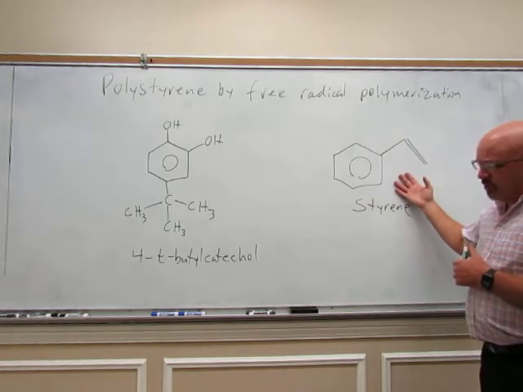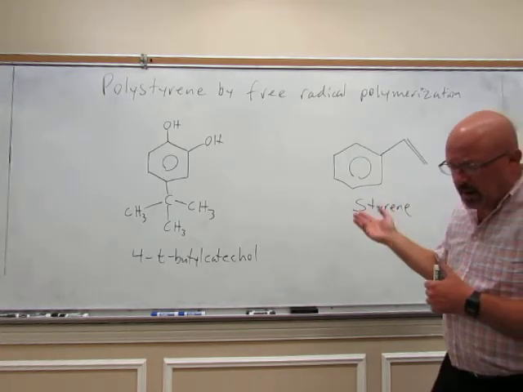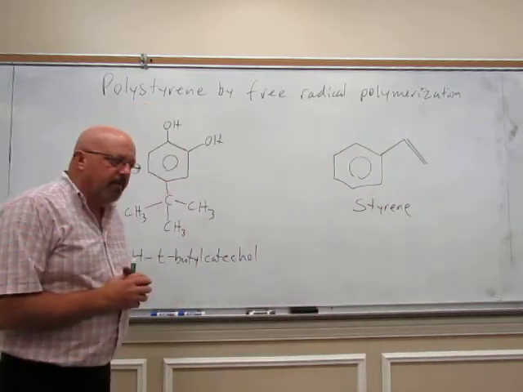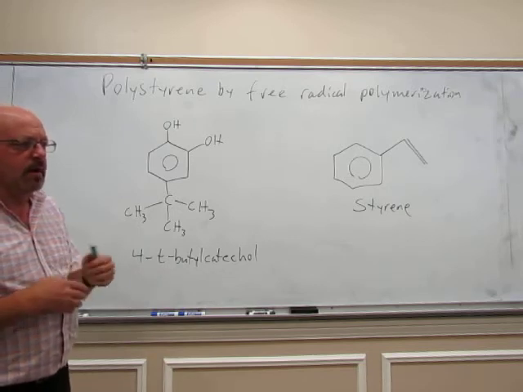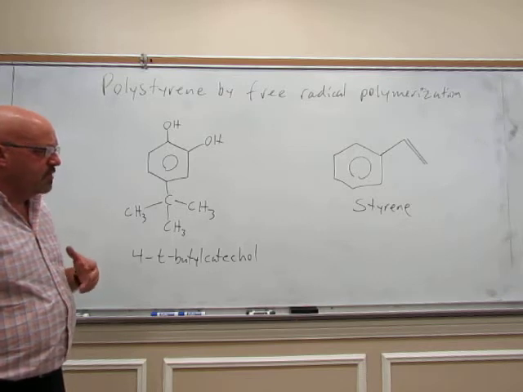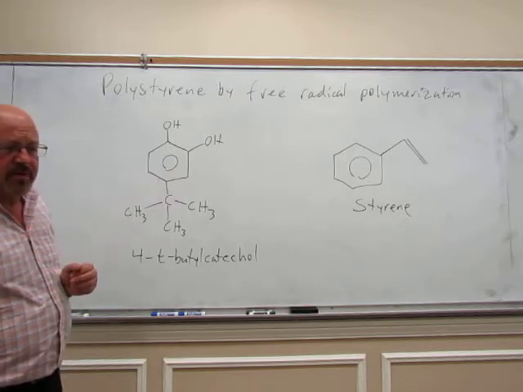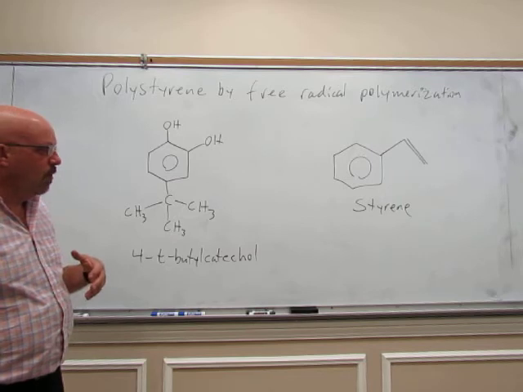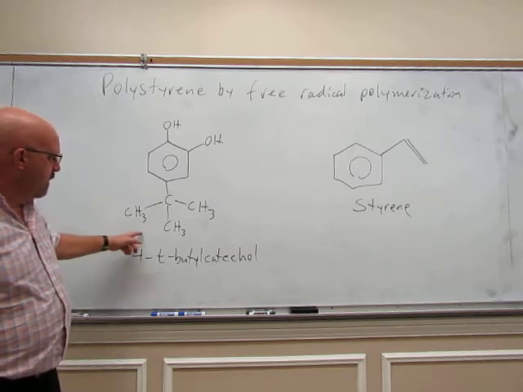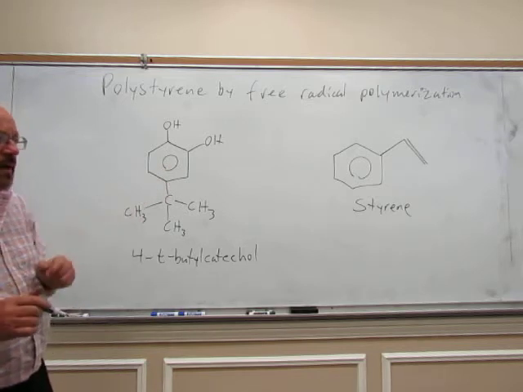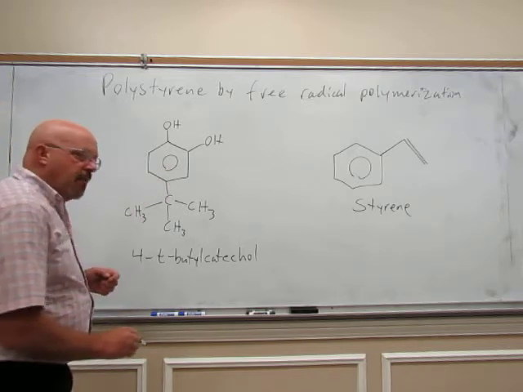So this is the structure of styrene. So we'll be taking that and polymerizing it using a radical. Before I get into the reaction itself, the first thing that we're going to be doing with the styrene is passing it through a column of alumina. And the alumina's purpose is that we are going to remove 4-tert-butyl catechol that is present in the styrene that you purchase. This is a radical inhibitor.